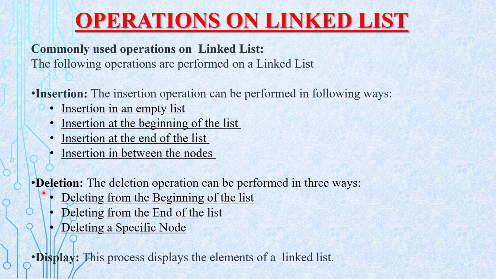Similarly, deletion can be performed in different ways: deletion from the beginning of the list, deletion from the end of the list, deletion of a specific node, and display. This process displays the elements of the linked list.